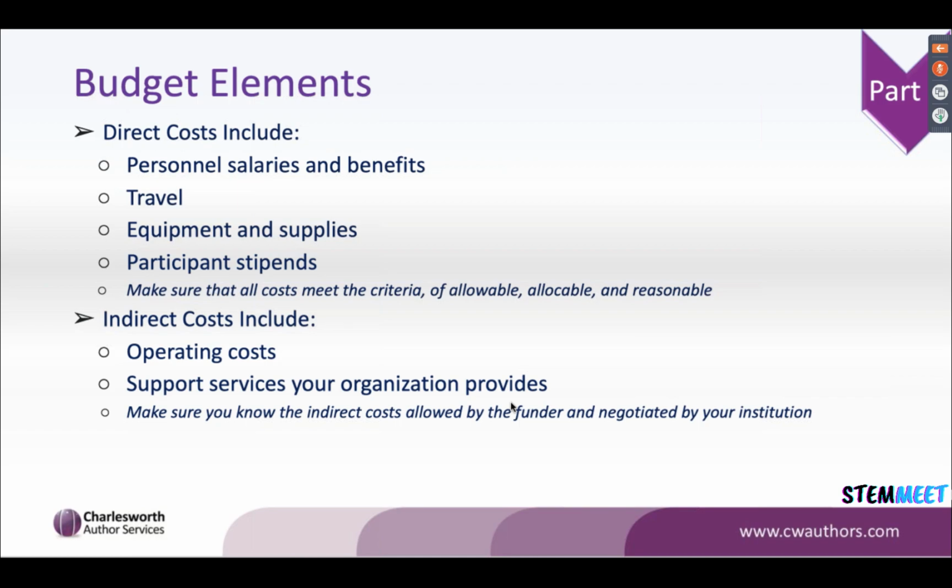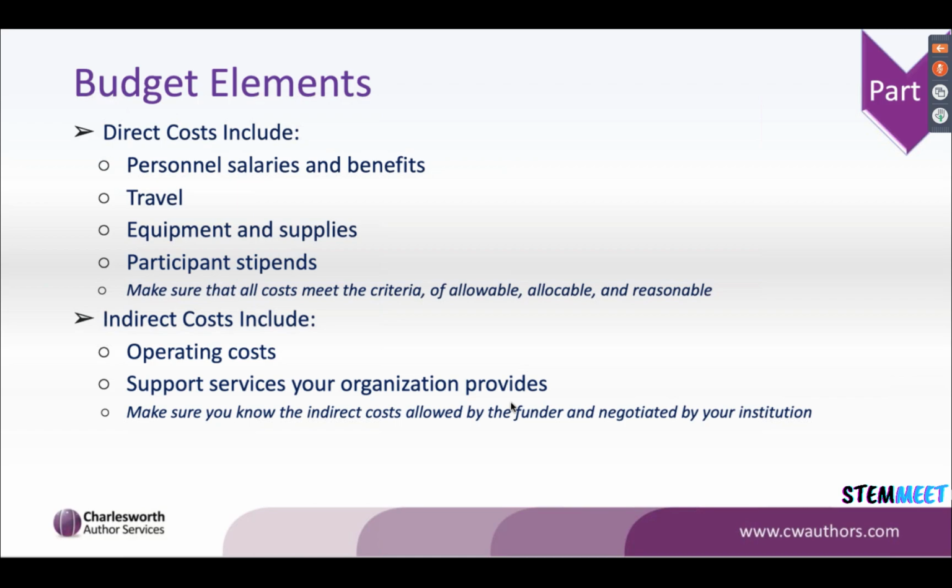Budgets include direct costs and indirect costs. So the direct costs are things like the salary for those people who will be working on the grant, and that has to always include salary and benefits, right? Because that's a part of what they're compensated.